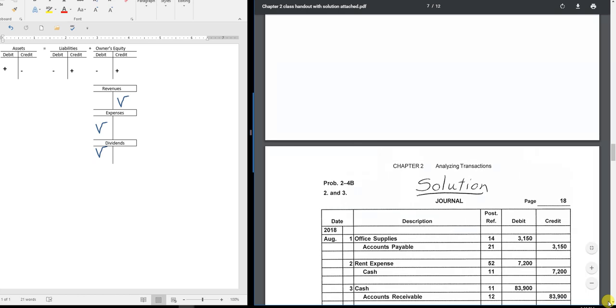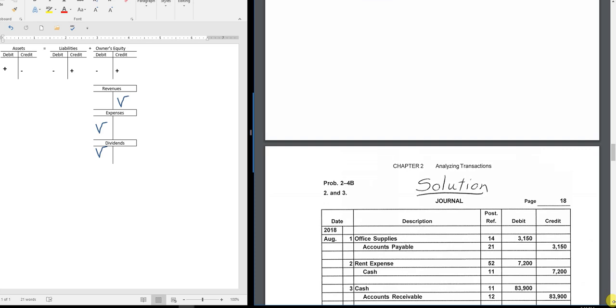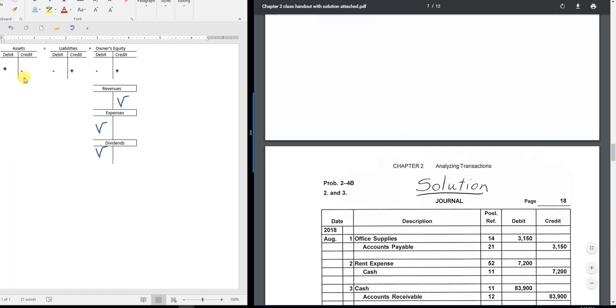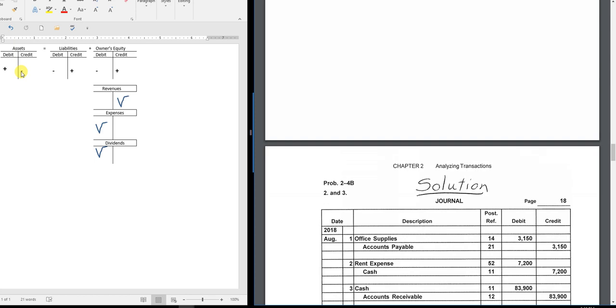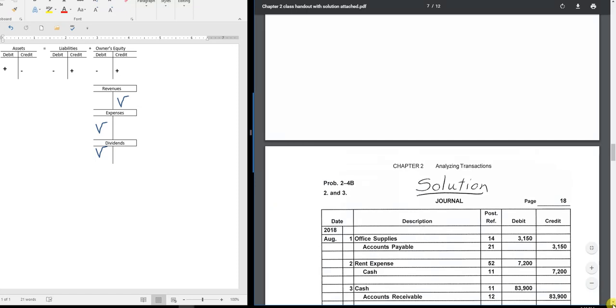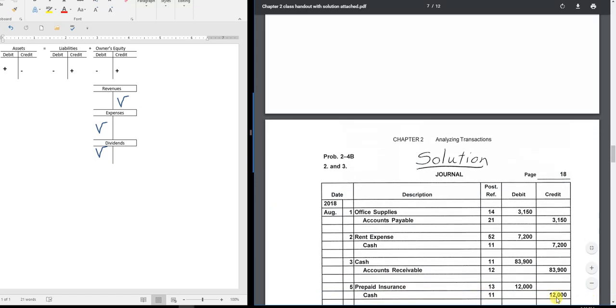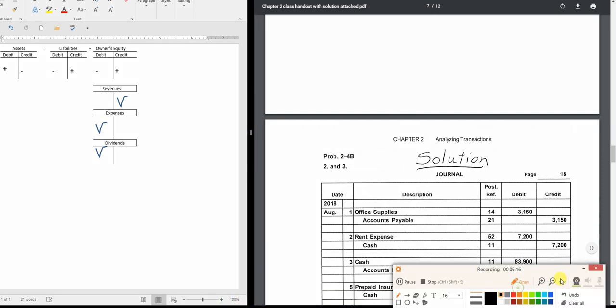Paid insurance premiums of $12,000. Again, the word paid would indicate cash is going down, so cash is an asset, so I'm going to credit cash. And I paid insurance premiums. Generally, you pay for insurance ahead of time, and since you pay for something ahead of time, it's a current or future benefit. So I'm going to put it into prepaid insurance. Make sure you know this is an asset. That's pretty important to know that that is an asset.